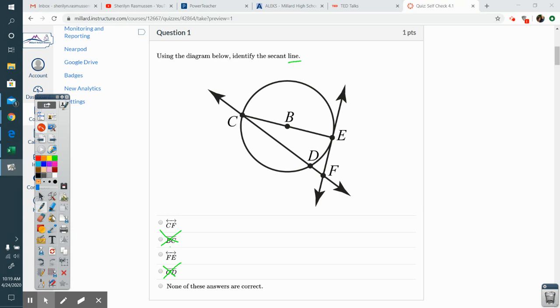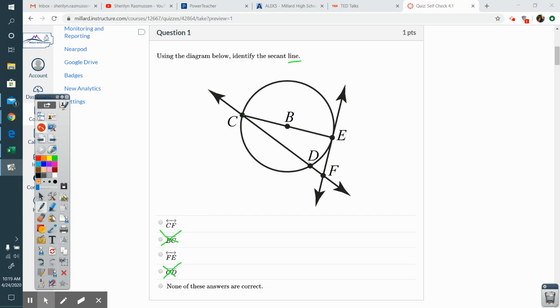If I look at this, a secant line touches your curve or your circle in two places. It can be more than two, but it has to be a minimum of two. So CD right here, and it said CD here, but CD had a line segment above it. If it had a line above CD, CD would be a secant line. But because it has a line segment, that's why we eliminated it. CD would be just a chord, because a chord is a segment that stops at the edge of each end on the circle.